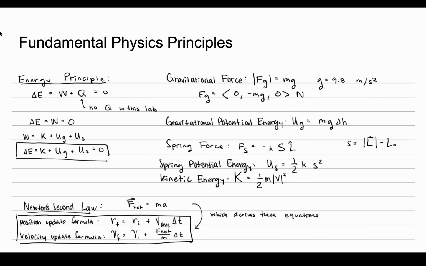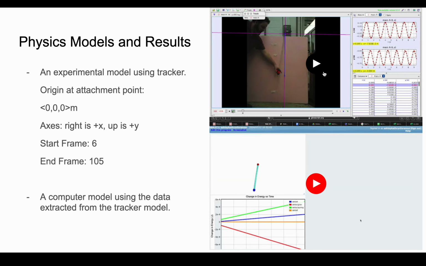The fundamental physics principles were the energy principle, where delta E is equal to W, which is equal to 0. So the work is equal to the kinetic energy, the gravitational potential energy, and the spring potential energy, and the summation of all of that is equal to 0. Then the gravity force, the gravitational potential energy, the spring force, the spring potential energy and kinetic energy formulas, and Newton's second law with the derivatives, like the position update formula and the velocity update formula.